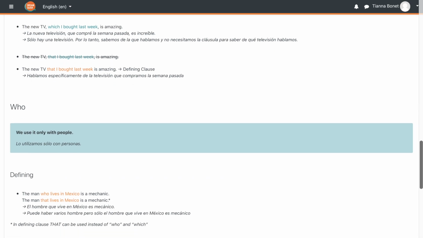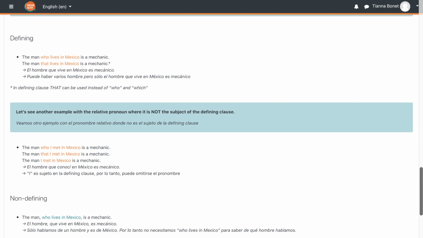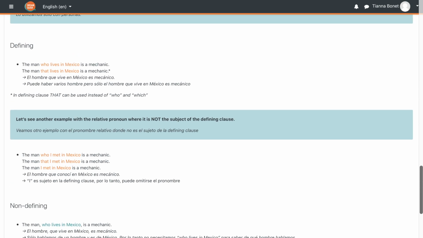Who. We use it only with people. So defining. The man who lives in Mexico is a mechanic. The man that lives in Mexico is a mechanic. In defining clause, that can be used instead of who and which.